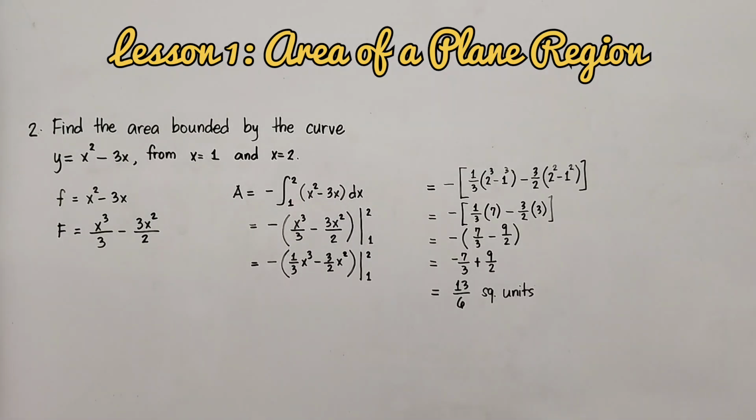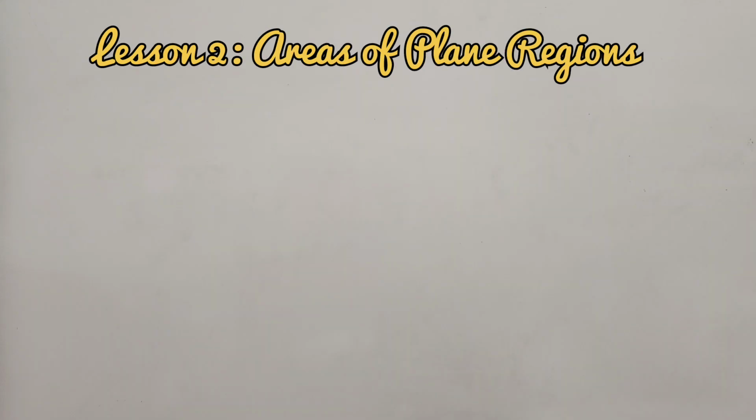We have the negative of 1/3 times 2 cubed minus 1 cubed minus 3 over 2 times 2 squared minus 1 squared. We distribute the negative to the binomial, and that becomes negative 7 over 3 plus 9 over 2. Combining these two fractions, we have 13 over 6. Therefore, the area bounded by this curve from x equals 1 and x equals 2 is 13 over 6 square units. We will now proceed to the second lesson in this module.